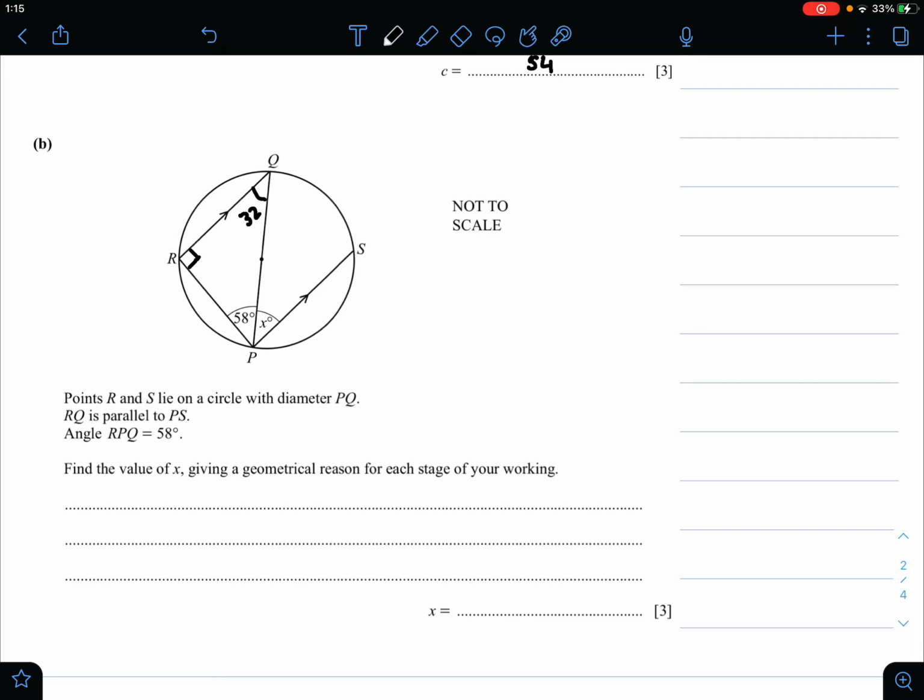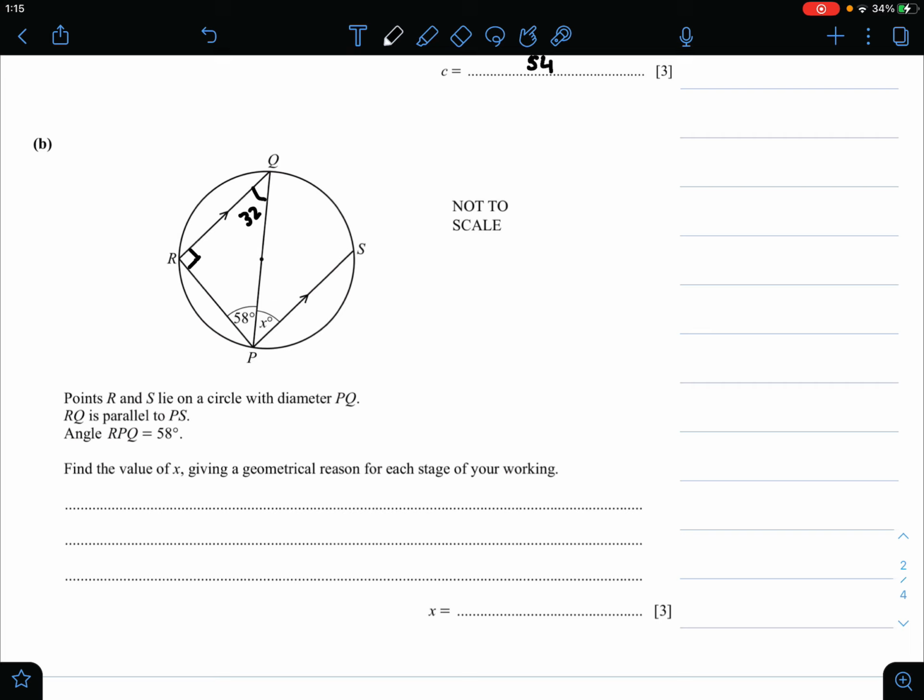And the last reason that you could state is that alternate angles are the same. So as you can see, this forms a Z. The Z is in the shape RQPS. It forms the letter Z.